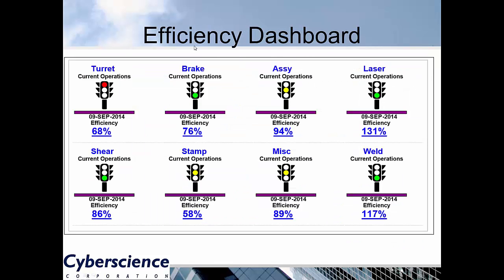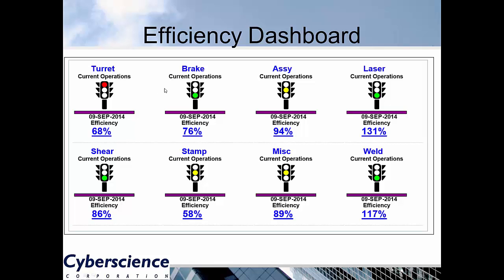Here's an example of an efficiency dashboard we built for a customer. This plant manager wanted to be able to see what was going on in his individual plant. The plant had 8 different work center groups, and the plant manager said, I want to know any time I have jobs that are over standard. So the green stoplight means that there's no jobs over standard. Yellow means there's one over standard. Red means there's more than one over standard.